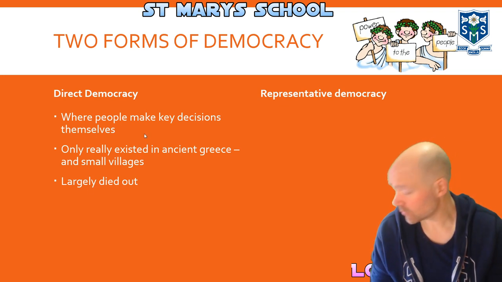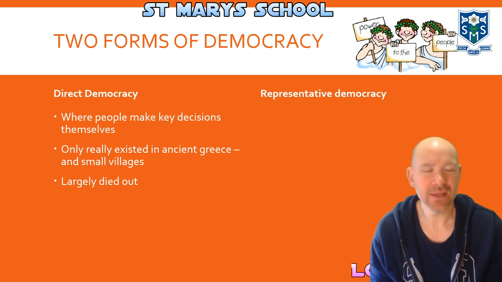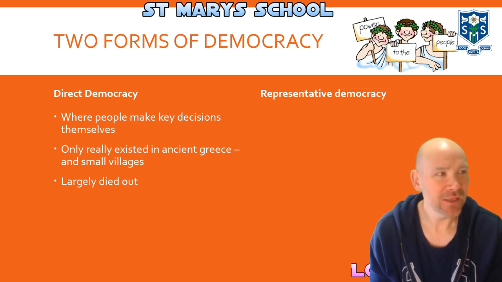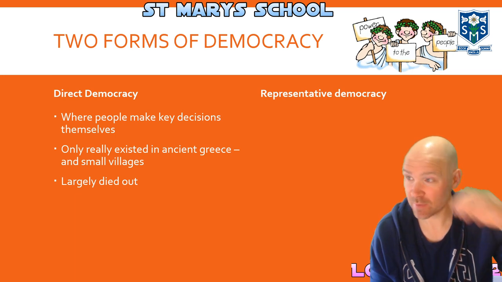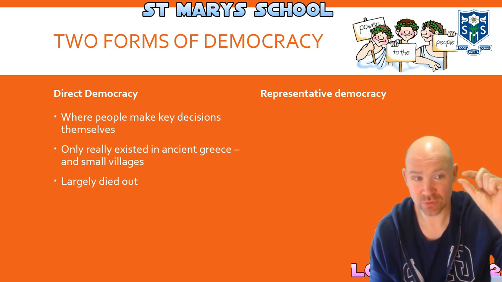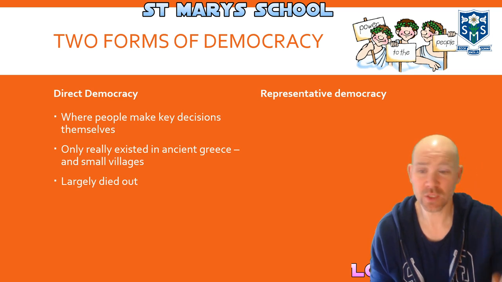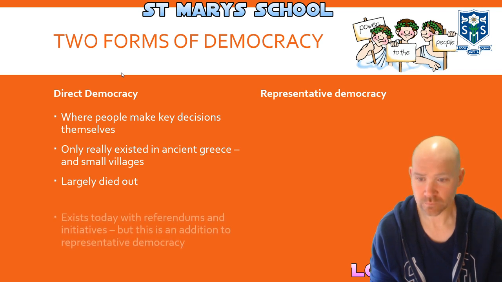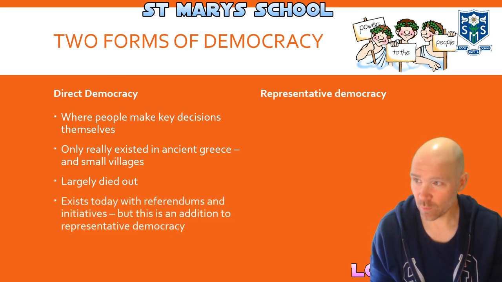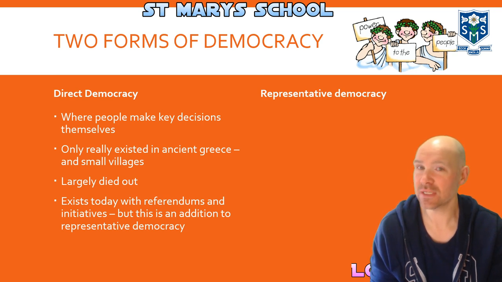And so direct democracy, as we can see here, has largely died out. If you look at some of the textbooks and read more widely about it, you will read about various communities, even in the modern era, that have experimented with it, but it nearly always seems to be limited to small, direct communities that have a limited lifespan. So to reaffirm what I said about referendums, it exists today with referendums and initiatives, but this is in addition to representative democracy, not instead of representative democracy.